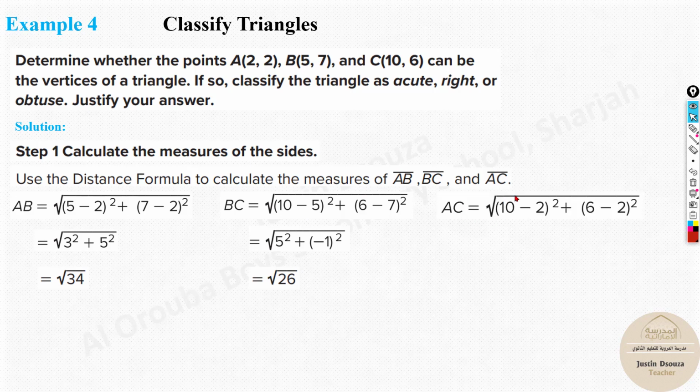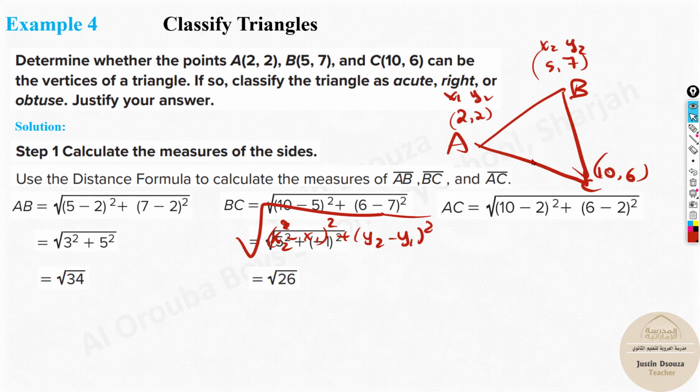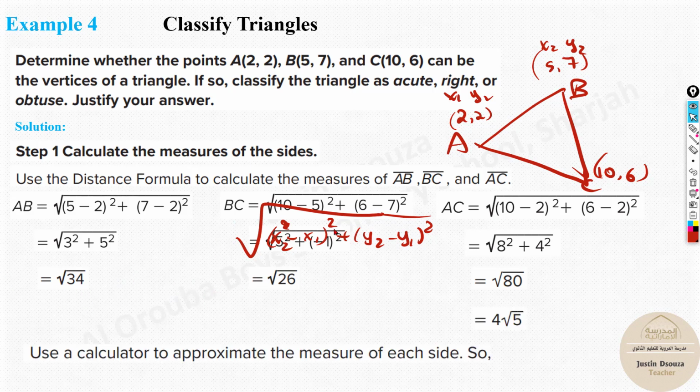Okay, next one is what? AC, that is over here, A and C. So it's 10 minus 2, 6 minus 2. Then you're getting this answer as well. You have got all these answers. But don't keep it like this. Try to write it in terms of 5 point something because it will be helpful. Yeah, it is written over here. Use the calculator to approximate these. AB is 5.83, which is very close to 6.